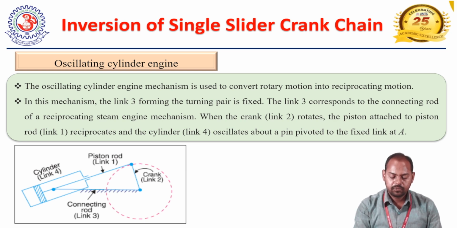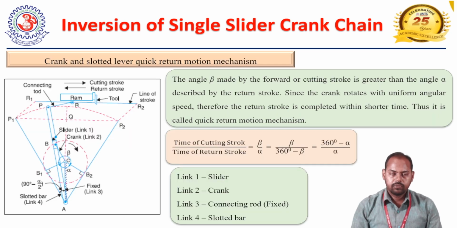So in this we are getting a single sliding motion and 3 turning motions. Now we are going to understand about the crank and slotted lever quick return motion mechanism, in which also mainly four links are associated. So in this diagram we are clearly able to see link 1 is the slider, link 2 is the crank, link 3 which is fixed is a connecting rod, and link 4 is the slotted bar.